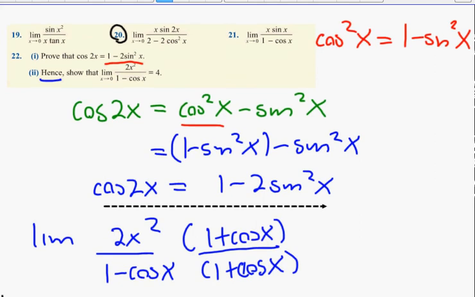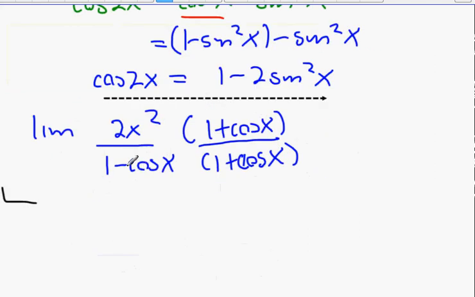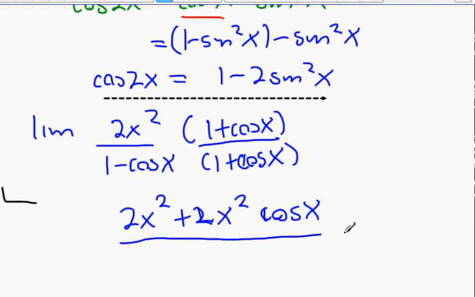We have to turn this into one number. At the moment it's 2 numbers, 1 and minus cos x, and that won't work. I've said it already, you can't have addition or subtraction in this. So here's what we're going to do. 2x squared times 1 is 2x squared, plus 2x squared cos x. Then underneath, 1 by 1, 1. 1 by cos x, plus cos x. Minus cos x by 1, minus cos x. And then minus cos x by plus cos x, minus cos squared x.